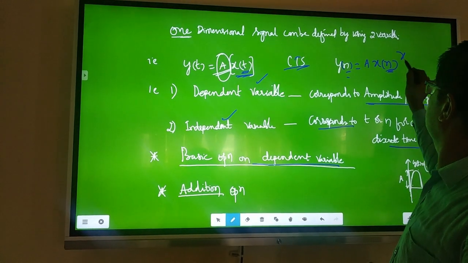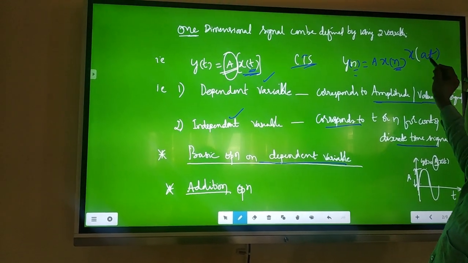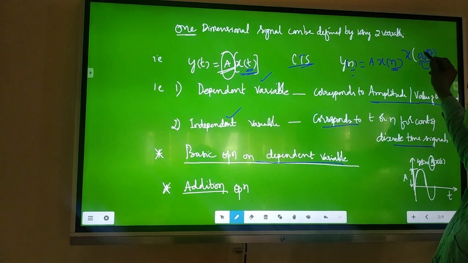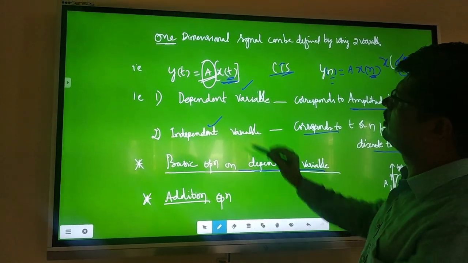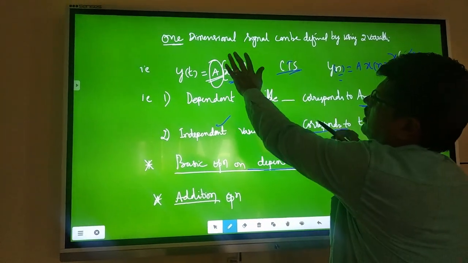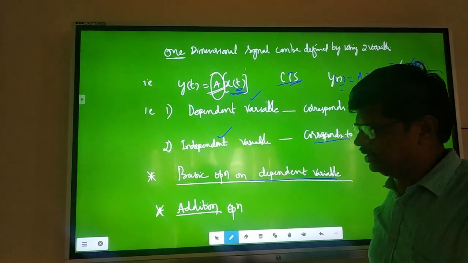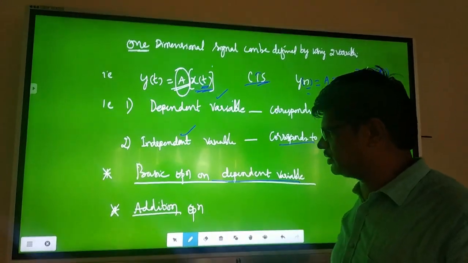For example, x of at, inside. This is the independent variable, and inside its scaling factor is a. Now, we will see the dependent variable, the full variable depending on this a. What are the operations? We will see in these sessions.